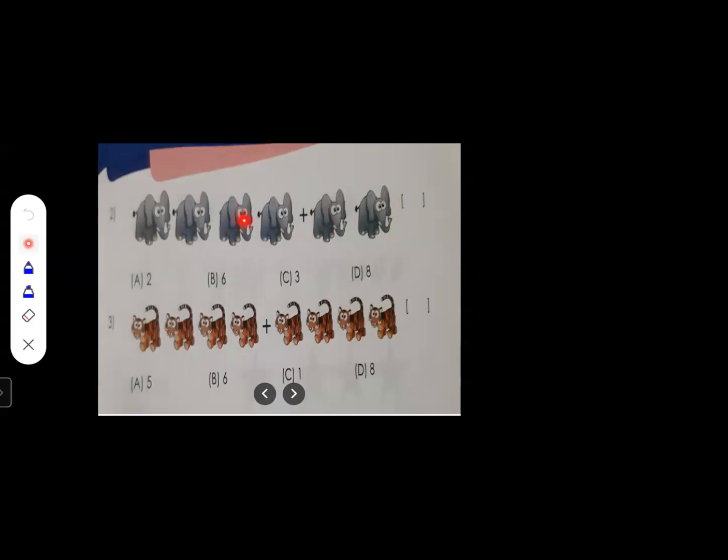1, 2, 3, 4. This one 5 and this one 6, right? So your options are given: A2, B6, C3 and D8. What is the correct answer for this? Correct answer is B6. So we are going to tick for B6 and over here we will write B.